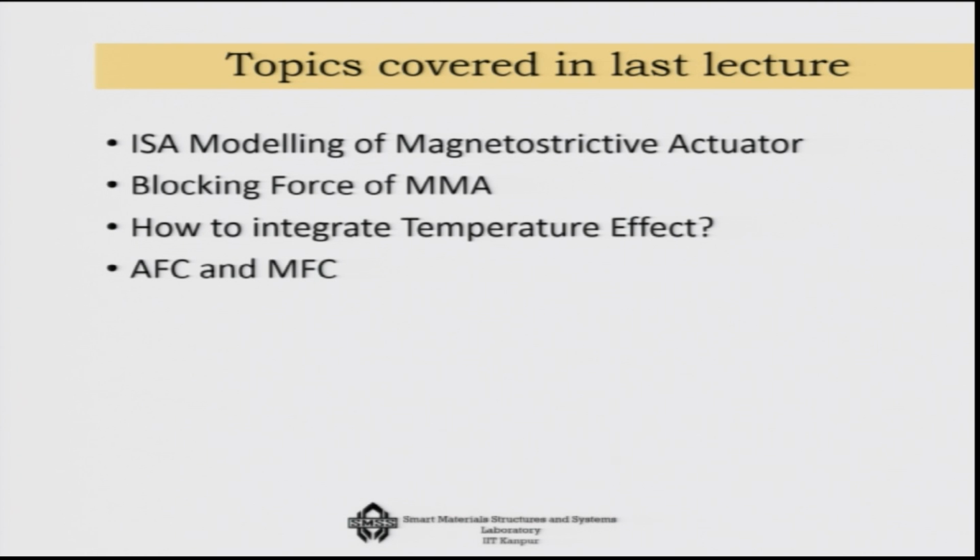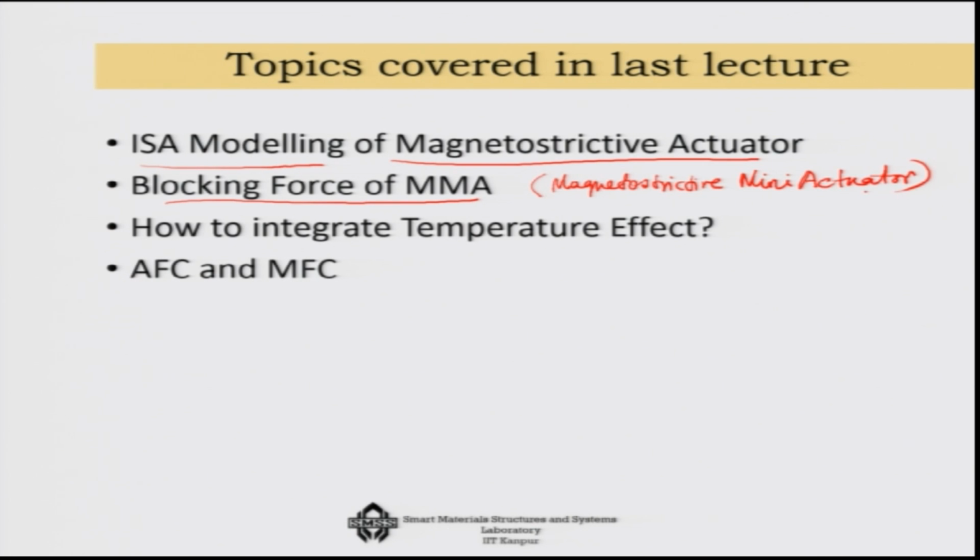Now, in the last lecture I covered the induced strain actuation modeling of magnetostrictive actuator. We have also shown how to get the blocking force of the magnetostrictive mini actuator. MMA means magnetostrictive mini actuator, that is the acronym. There are a lot of acronyms in this course and you have to be aware of them.